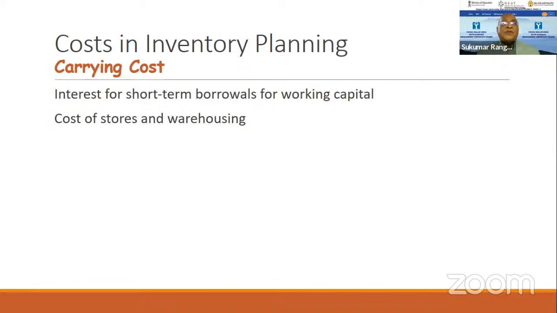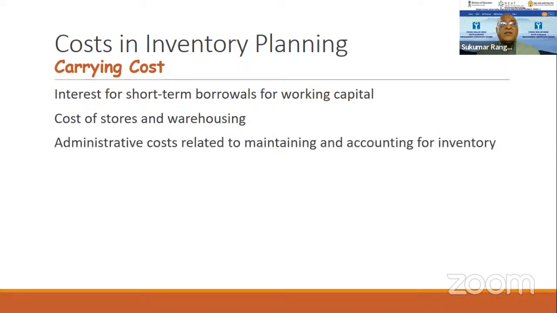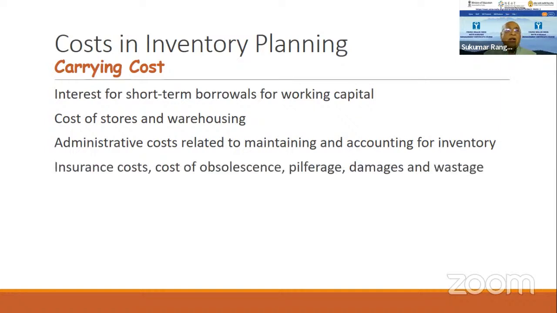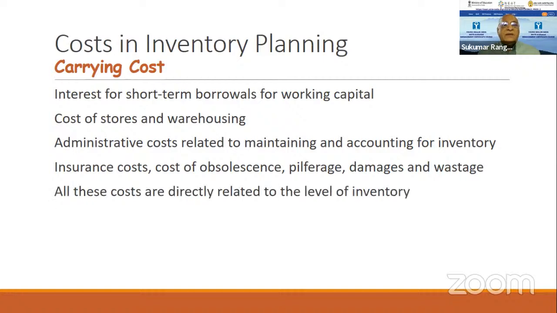So cost of stores and warehousing costs. Warehousing costs, the storing, plus sometimes it could be a cold storage. So that means cold storage costs, manpower costs, movement costs, all that comes into the picture. Administrative costs relating to maintaining and accounting, insurance costs, costs of obsolescence, pilferage, damage. Most of the goods in any of these businesses are insured. So there is a cost of insurance in it, right? Obsolescence, because when the model changes or the technology changes, you are left with it.